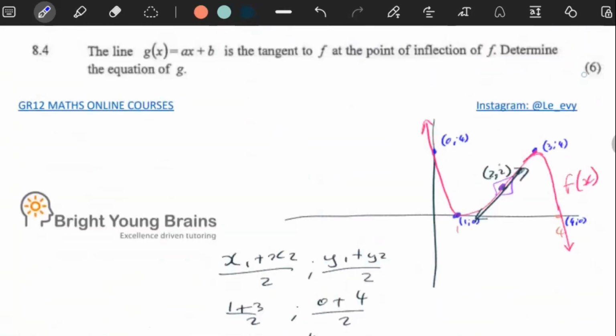It's a 6-mark question, and you can see the way we worked it out, it was so seamless. It was so straightforward, because it's something that we can easily work out.